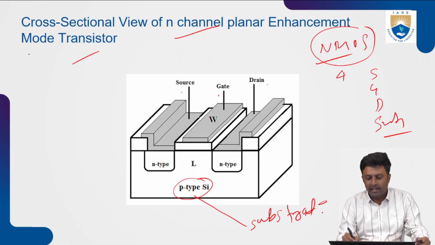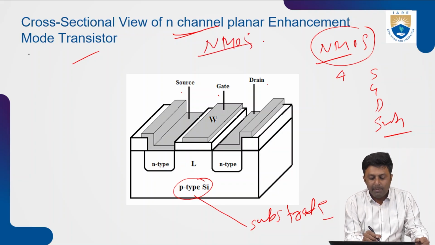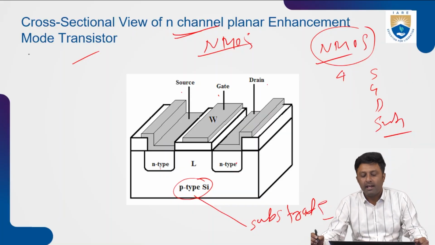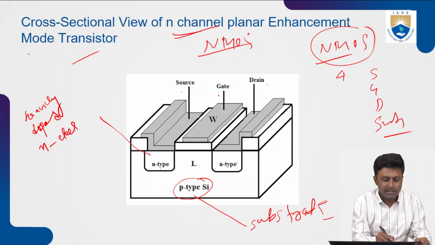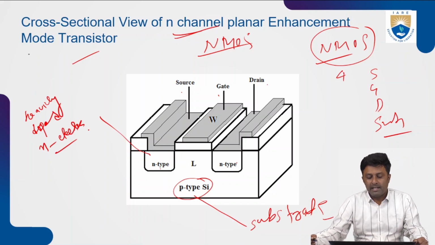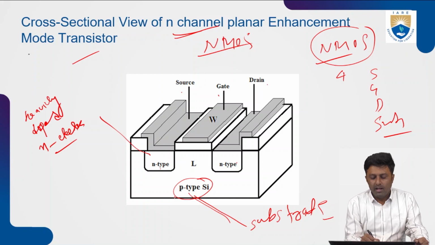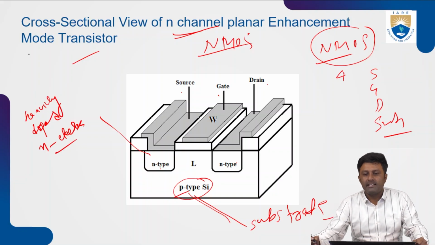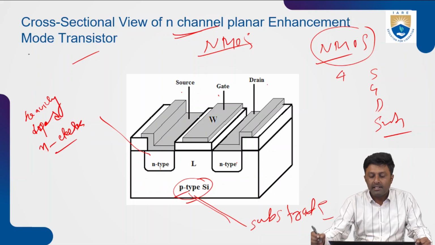In the N-type MOSFET, what we call the NMOS transistor, the source and drain terminals are heavily doped with N-type electrons. That is why it is called the N-type transistor, and here the substrate is a lightly doped P-type semiconductor. In the NMOS transistor, the source and drain are heavily doped with electrons, that is why it is called NMOS. The P-type substrate is lightly doped, that is holes. So this is the structure of the N-channel enhancement type transistor.